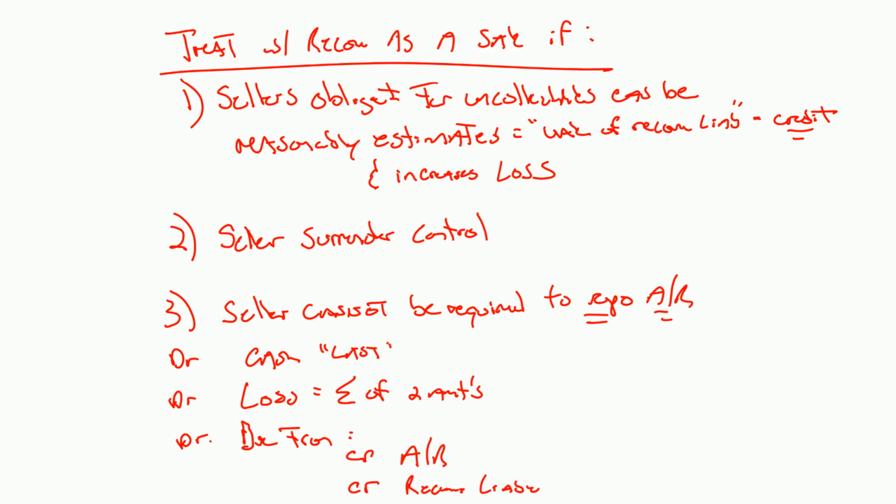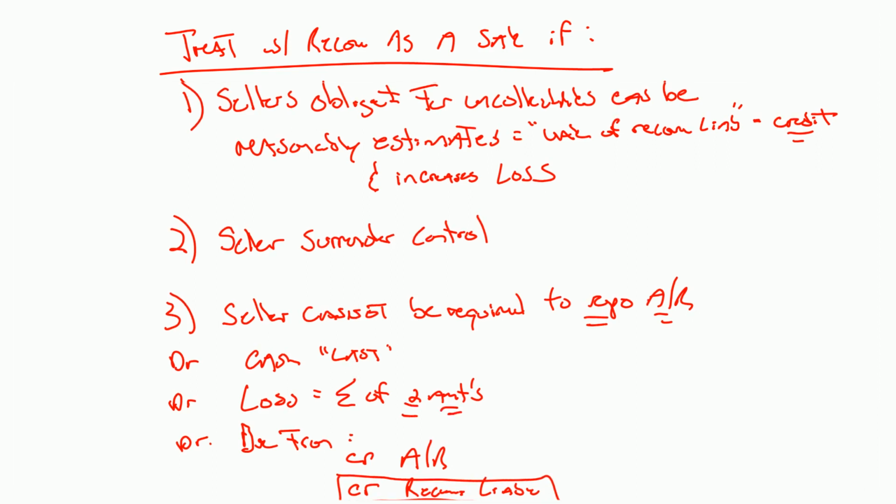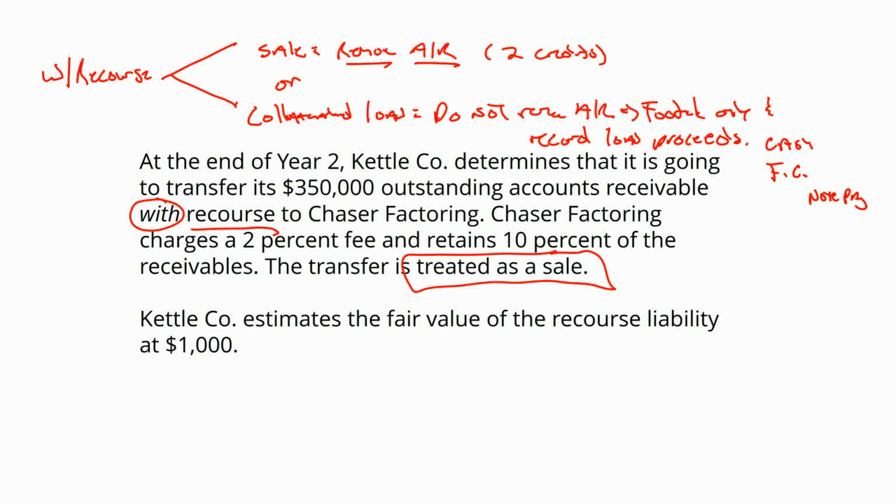Okay, so if it's a transfer with recourse and you're treating it as a sale, this is going to be the key to getting it right. Okay, to remember this credit for your recourse liability, and then your loss is the sum of two amounts, as you're about to see. Now, I know you're excited. You're like, shut up, stupid, and show me the example. So, boom, here it is.